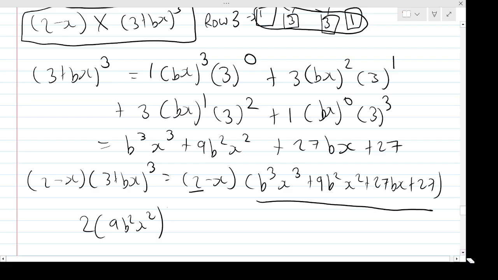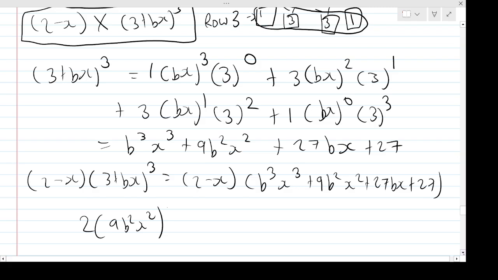If I times 2 by b cubed x cubed, that'd still be x cubed. 27bx times 2 would still be x overall. And then 27 times 2 would still be a constant. The only way I'm getting x squared by timesing all the terms in this right bracket by the first term here, 2, is the x squared term.